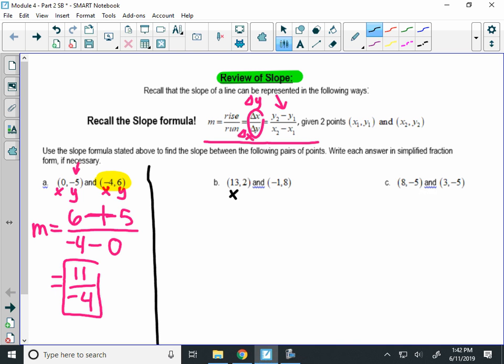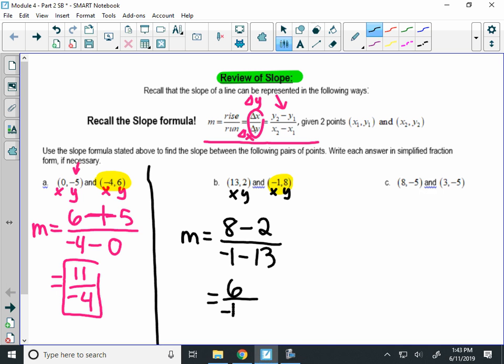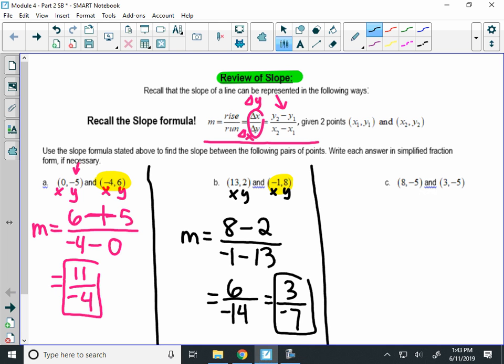Part B, if I have x and y, again, I like to start with the right point. So to find my slope here, I'm going to write that first y down, 8, minus the other y of 2. Start back with the right x, negative 1, minus 13. 8 minus 2 is 6. Negative 1 minus 13 is negative 14, and that fraction does simplify. They're both even, so I'm going to pull out a 2 and make it 3 over negative 7. And that'll be the second slope.